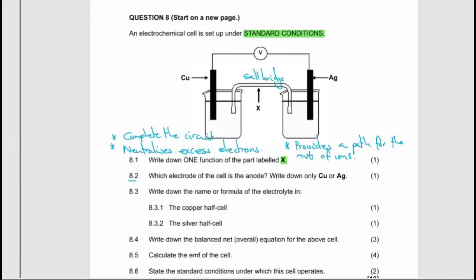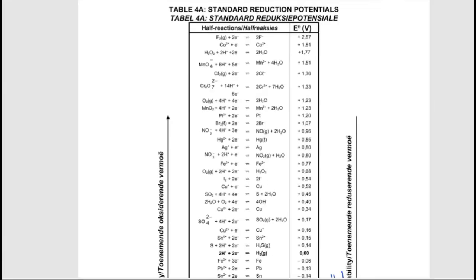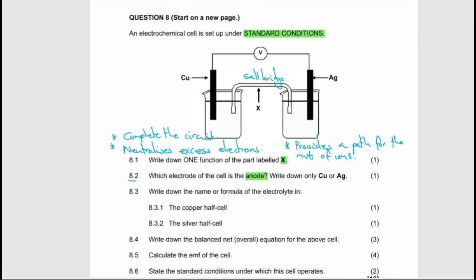8.2 says which electrode of the cell is an anode? We're looking for the anode, and then write down copper or silver. In terms of this, we are supposed to refer to our tables to make it easy. Let's quickly go through the table. We're given copper and silver. Let's look for copper. This is my copper there, with a positive 0.34.